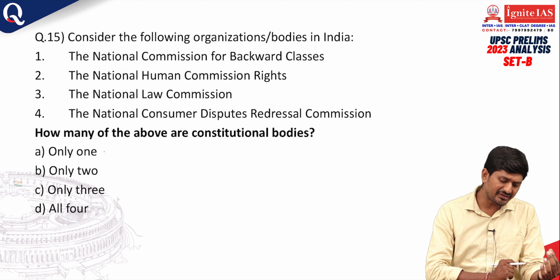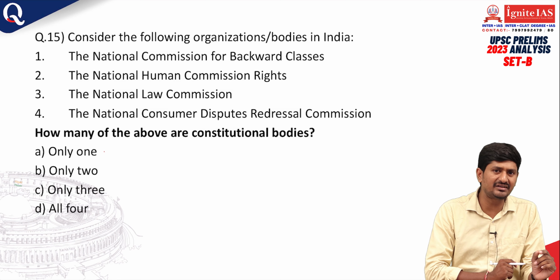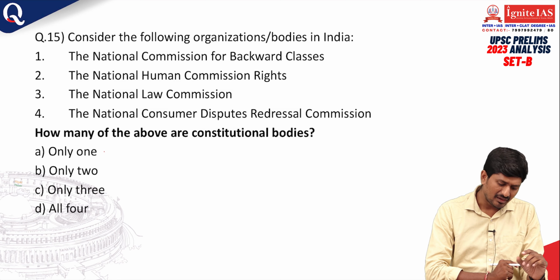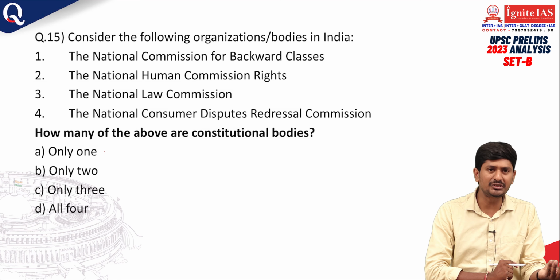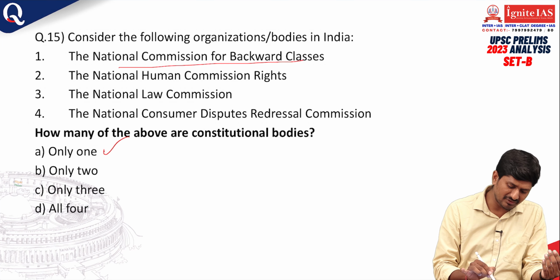Out of which National Commission for Backward Classes is the only constitutional body, which has been granted under Article 338B of the Constitution. So hence all the other 3 options are incorrect, because National Human Rights Commission has been provided under the Protection of Human Rights Act of 1993, it is a statutory body. Similarly, National Law Commission is an executive body. Similarly, National Consumer Disputes Redressal Commission has been created under the Consumer Protection Act. So hence, this is also a statutory body. So the constitutional body would be only one, that is National Commission for Backward Classes.